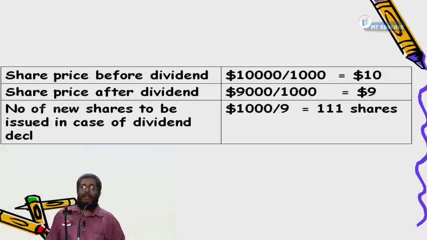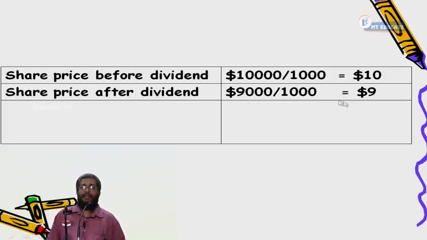Very simple, yeah? Now, tell me, what is the share price before dividend? 10 rupees. What is the dividend? 1 rupee.